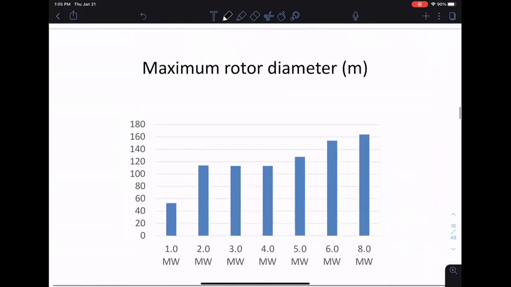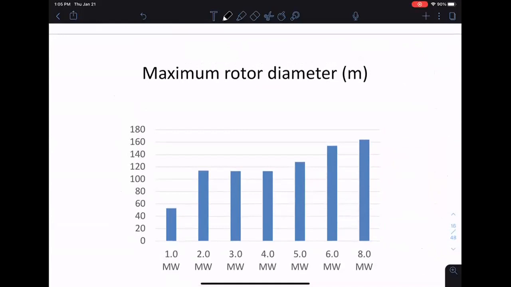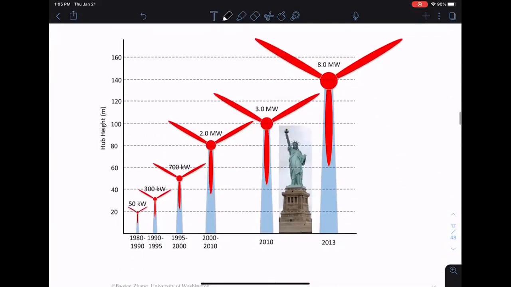Okay, and again, the rotor diameter is getting larger and larger. We started with a 50-meter diameter. Nowadays, we're close to 200 meters diameter. So these are large machines, not easy to construct, not easy to build. Okay, so that's putting the Statue of Liberty here again, and the big turbines you see nowadays are bigger than the Statue of Liberty. It's definitely much taller than this.